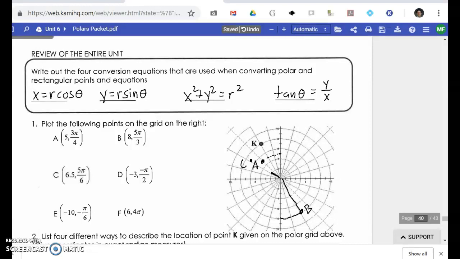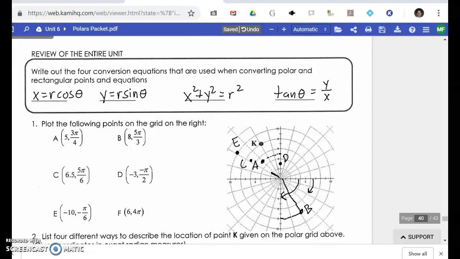For D, we have to rotate negative pi over 2, which means to rotate to this line right here. And we have to go negative 3, which means we go through the pole and up 1, 2, 3 to here. For point E, we're going to go to negative pi over 6. Here is negative pi over 6. And then negative 10 means go through the pole, so we're going to go backwards. So 2, 4, 6, 8, 10. That is where E should be.